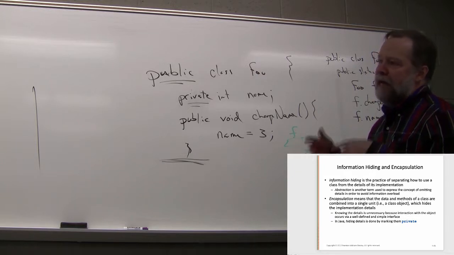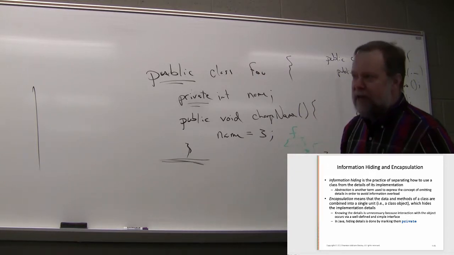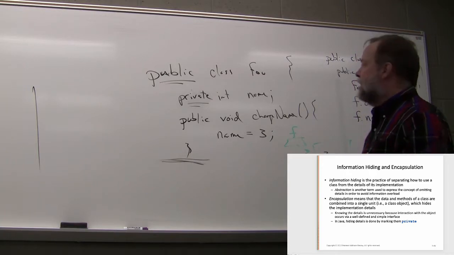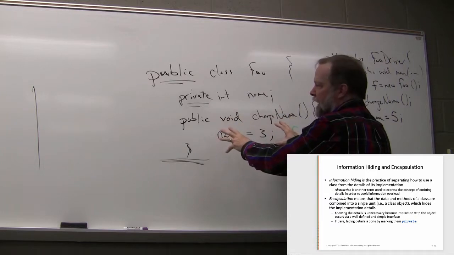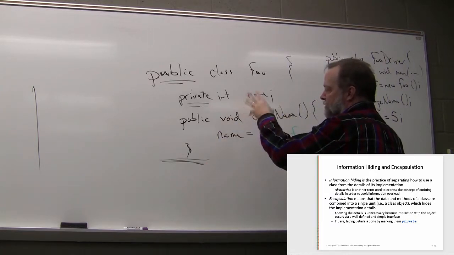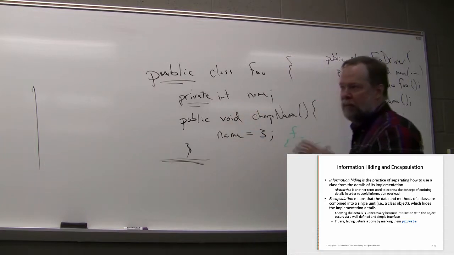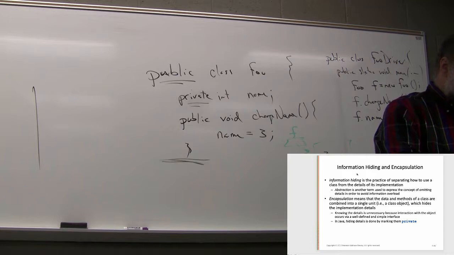So information hiding is what we're trying to do, and the way that we do information hiding is by doing encapsulation. And encapsulation means that we combine all the data of a class and the methods of the class, and they are encapsulated in this construct that we use these public and private things for. All right.